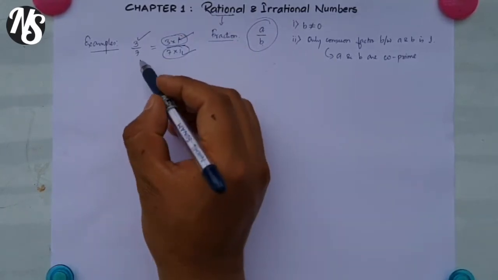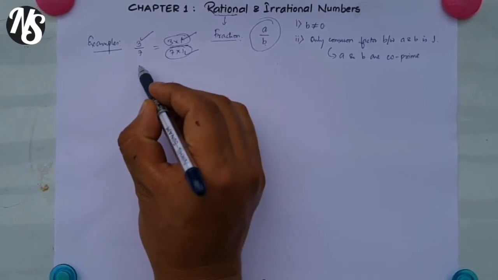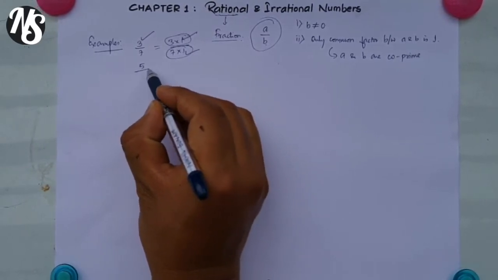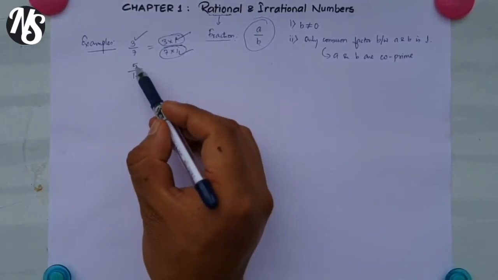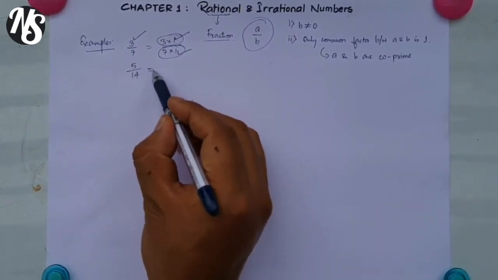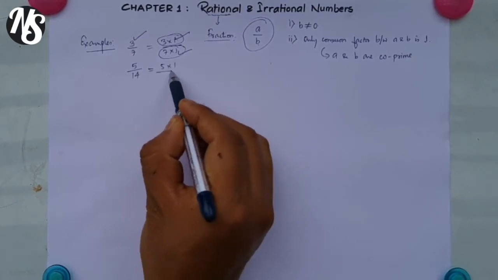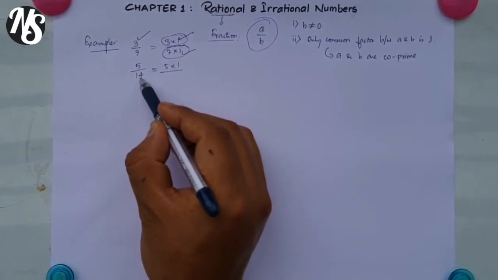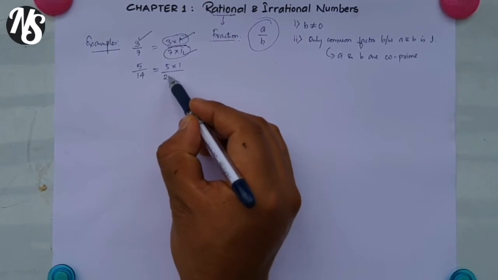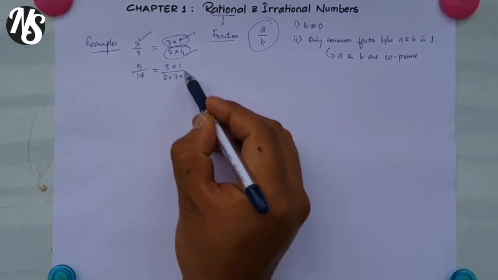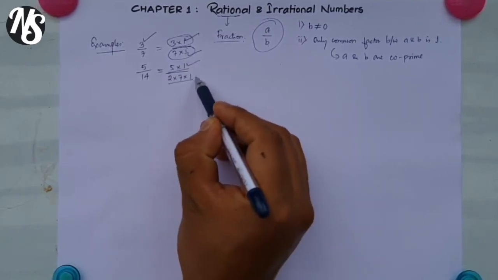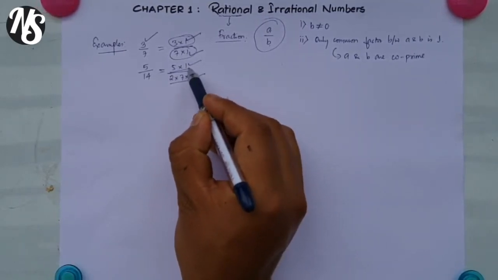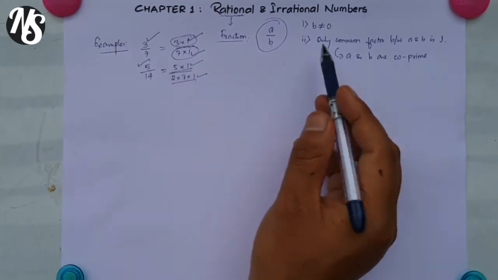For example, let me take 5 by 14. If I ask you to factorize 5, you can write this as only 5 into 1. And if I ask you to factorize 14, you can write this as 2 into 7 into 1. What is the common factor? Here we have 1, here also we have 1. So the only common factor is 1 here. That's why 5 by 14 is also a rational number.